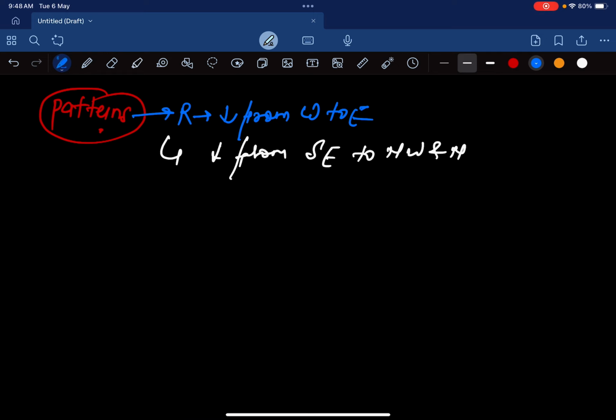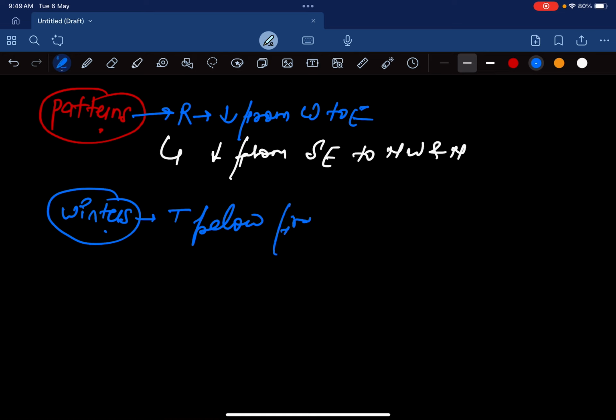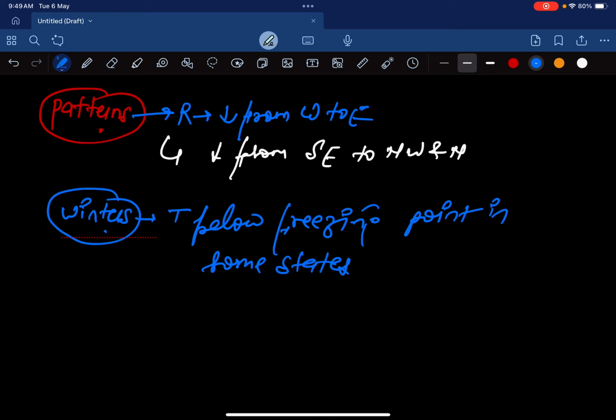Now there is one topic which is related to that: why in winters is there temperature below freezing point in some states like Punjab, Haryana, Delhi, right? Why is that?